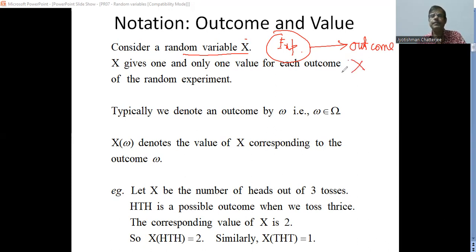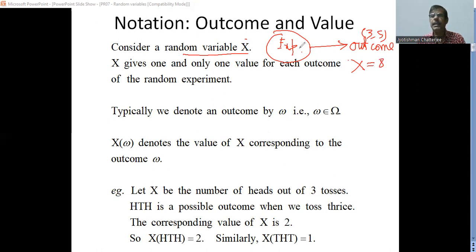Say, for example, when we roll 2 dice, our outcomes may be 1, 1 or 2, 1 or 5, 6, etc. Now, we are counting the sum of the 2 dice. Now, if the outcome is 3, 5, then what is the value of X? It's 8.